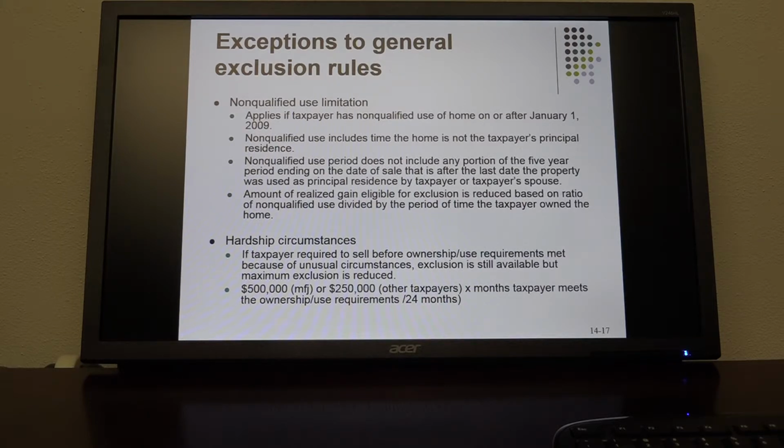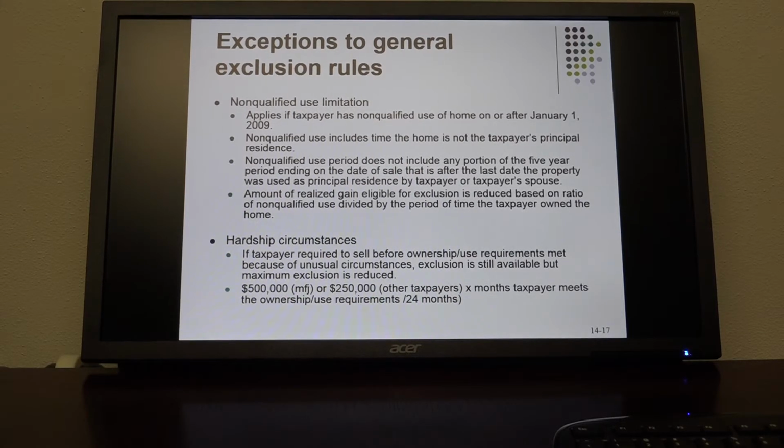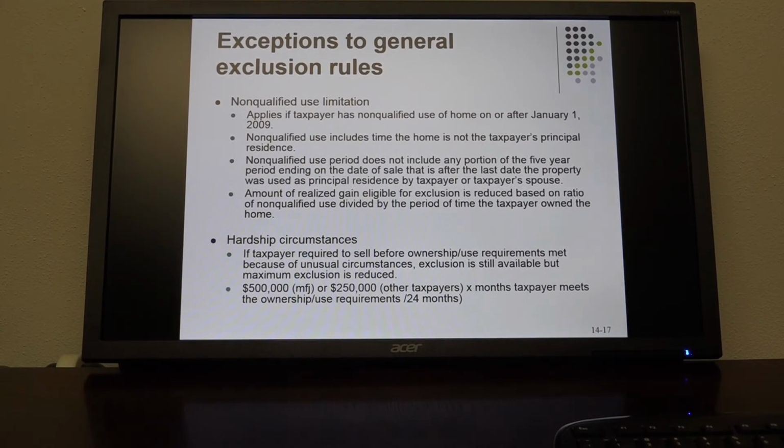And so this hardship circumstance at least allows you to recoup part of your exclusion, or exclude part of the gain, I guess I should say, even though you don't meet the ownership and use test, but you did partially and would have, I guess, but for this hardship.